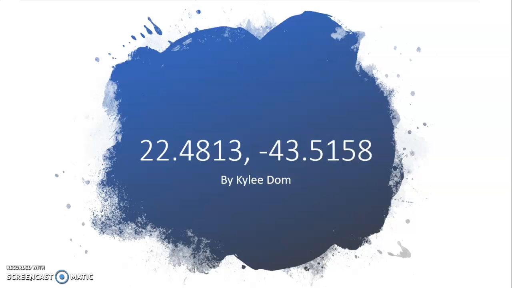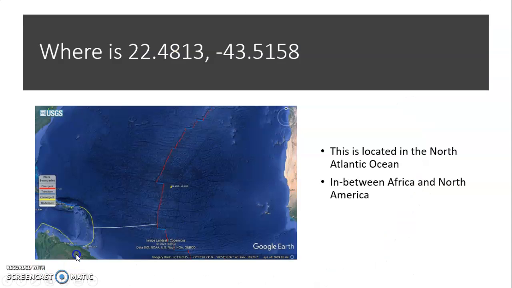22.4813 to negative 43.5158. Where is 22.4813, negative 43.5158? It is located in the middle of the northern Atlantic Ocean. It's in between Africa and North America.